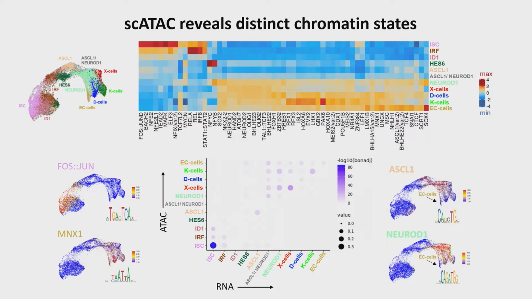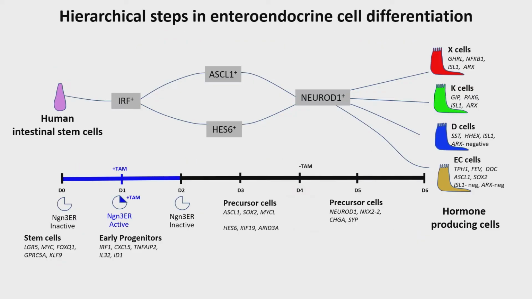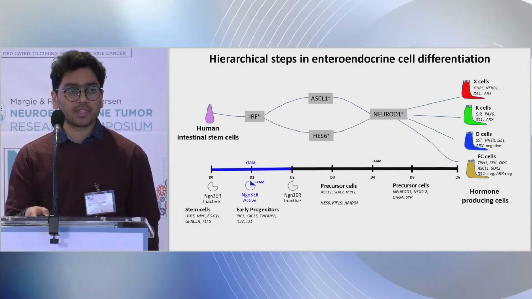Of particular note, we found that the motif for ASCL1 precedes NeuroD1-specific motifs. And ASCL1 is specifically more enriched in the EC cells compared to the NeuroD1 motif, which is more enriched in the non-EC cells. Overall, we identified distinct hierarchical steps in the endocrine differentiation and defined the cellular states and the regulatory factors associated with them.